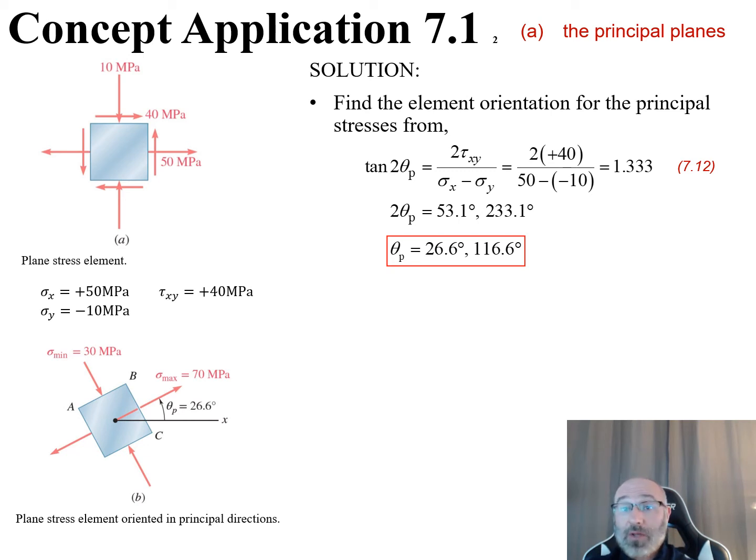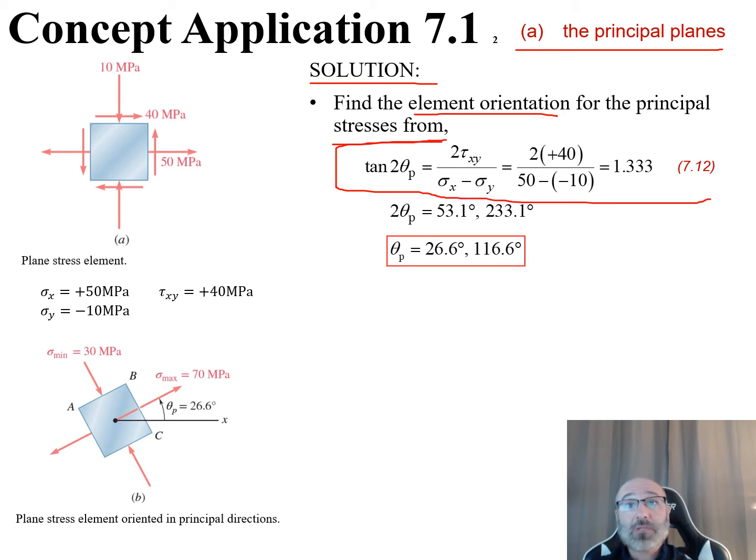Once we have our setup page and can reference back to it, we then want to take a look at that procedure for analysis that we went through. Let's deal with just part A of our problem from our setup page and our problem statement, looking for our principal planes. So we go to the procedure for analysis as we get our solution, and our first step is going to be to find the element orientation for the principal stresses. We can do this from our governing equation. If we go back to our textbook, this is equation number 7.12 that we're utilizing here.